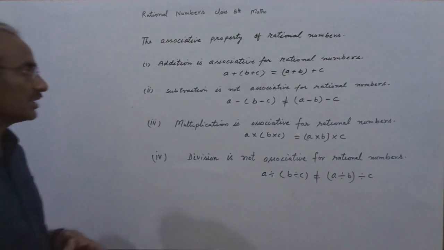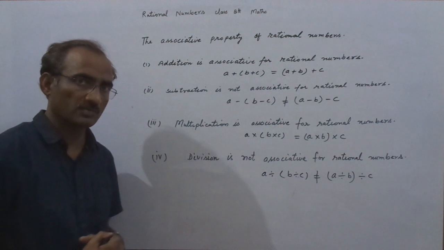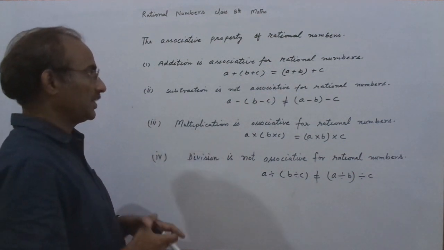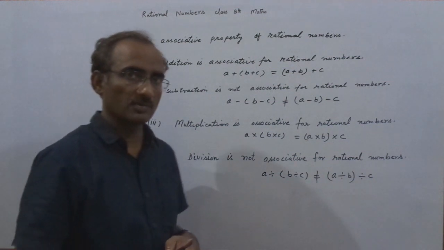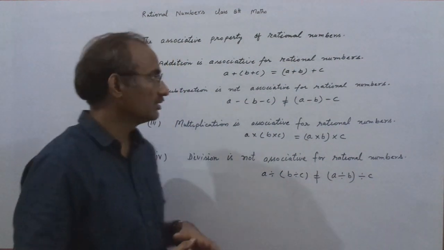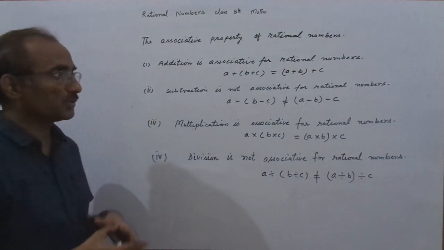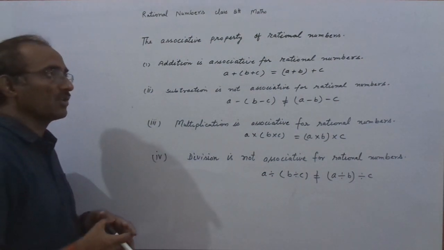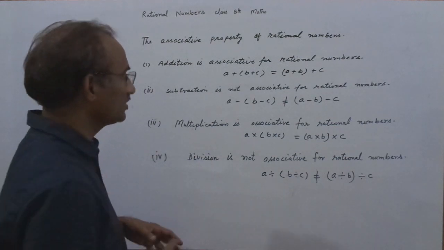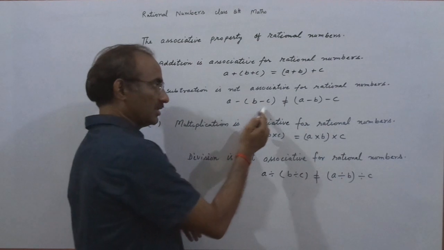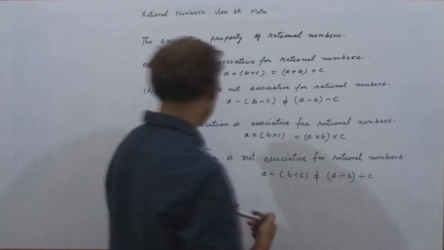We have studied that subtraction is not associative for whole numbers. Subtraction is not associative for integers. Similarly, in this chapter, we have to prove that subtraction is not associative for rational numbers. That is, (a - b) - c is not equal to a - (b - c).